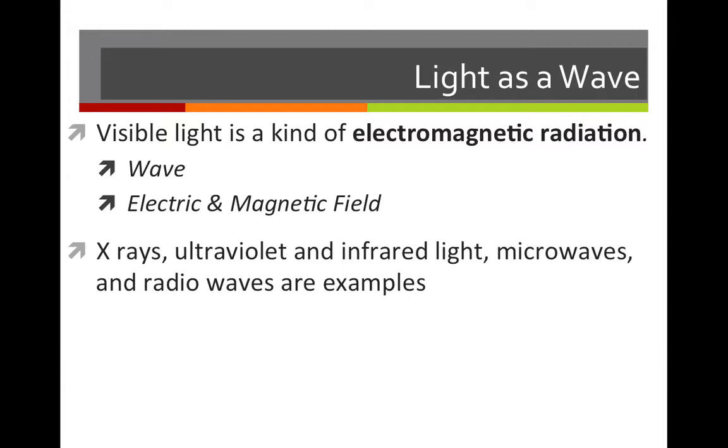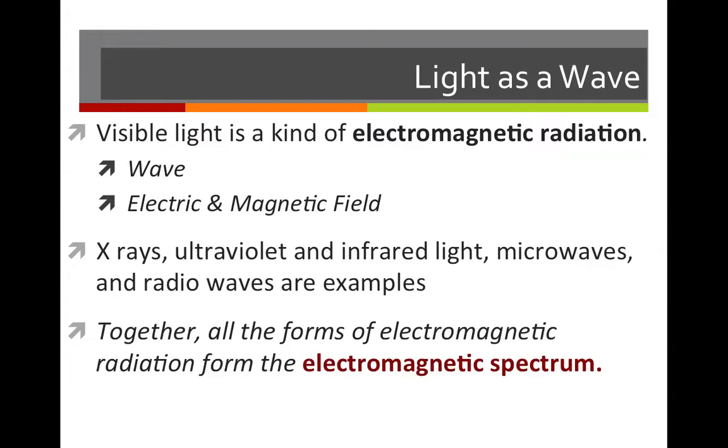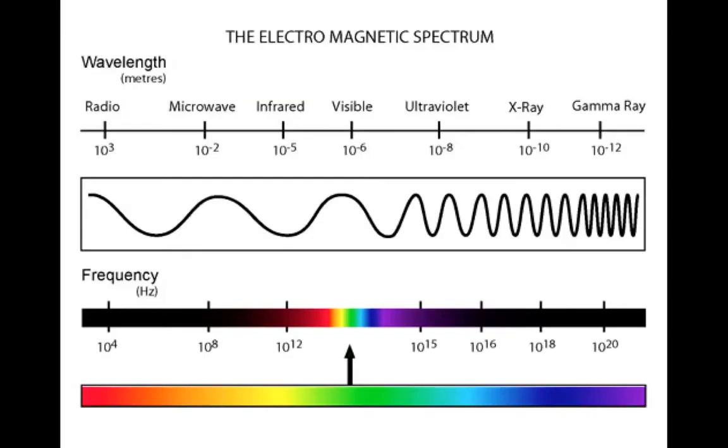So visible light is in the same family as X-rays, ultraviolet rays, and microwaves, and gamma rays, and all those good things. So together, all of these form the electromagnetic spectrum. And so here is an example of the electromagnetic spectrum. Okay, so the electromagnetic spectrum has everything from radio to microwave to infrared to visible, ultraviolet, X-ray, and then lastly, gamma rays. As you can see right here, it shows you about the wavelengths.